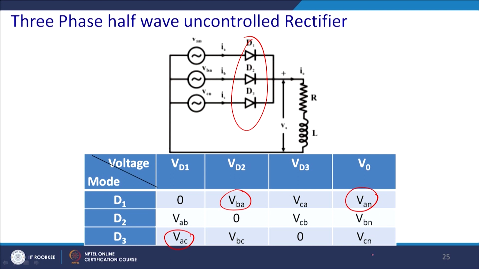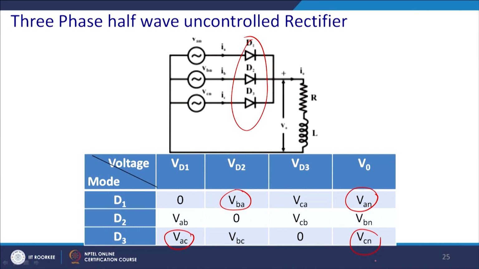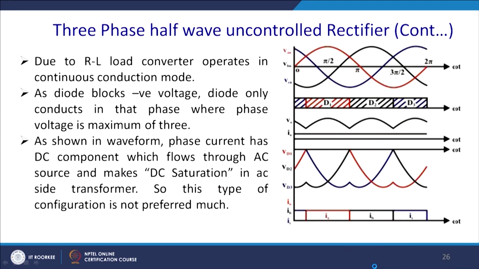So, the load will get the voltage depending on the 180 degree mode of conduction. For 360 degrees, VAN, VBN, VCN, the most positive phase will conduct. Accordingly, you will get the three different voltages. So, let us see how it works.